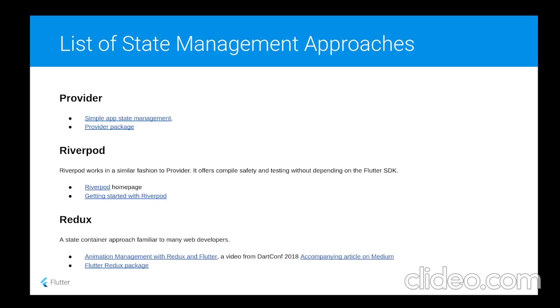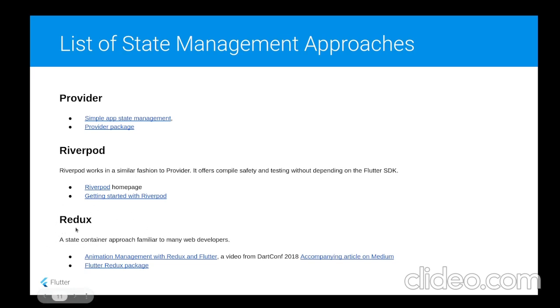Now here are some state management approaches. Right now these three are app state ones. There is provider. This is a simple app state management. We get the provider package from pub.dev to use this. There is riverpod. Riverpod works in a similar fashion to provider. It offers compile safety and testing without depending on the Flutter SDK. So you can have a look at all these links.